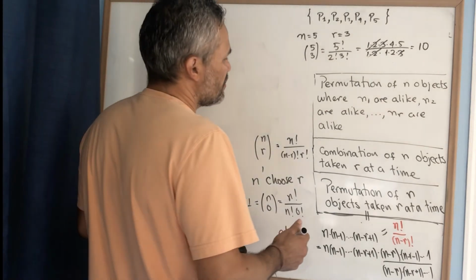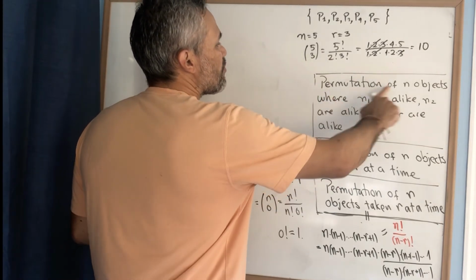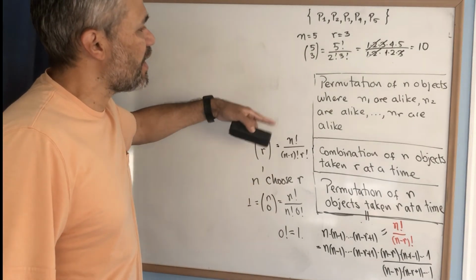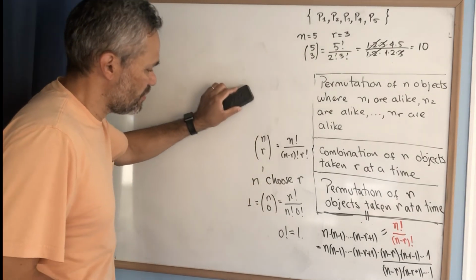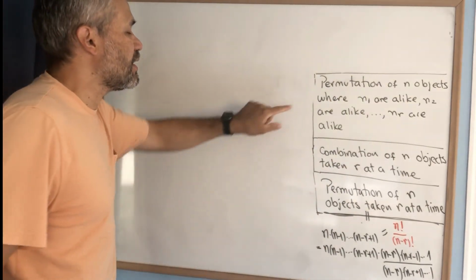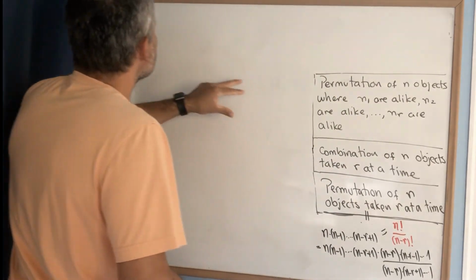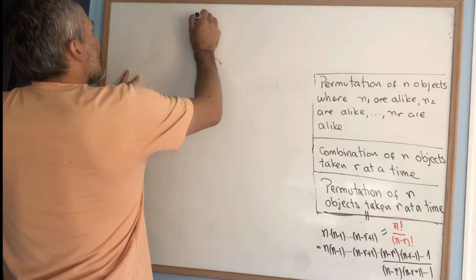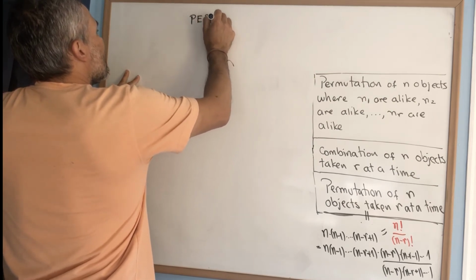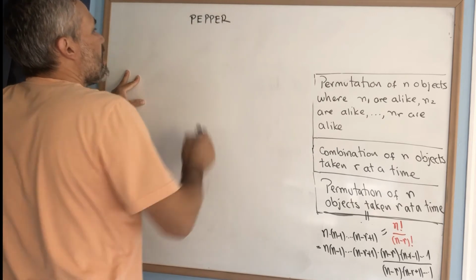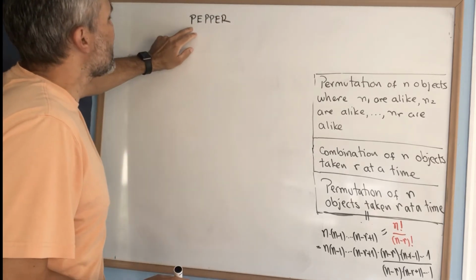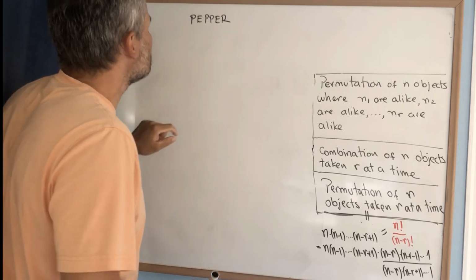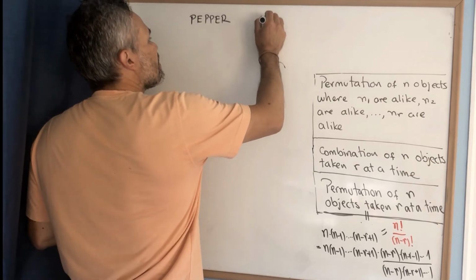Now let's continue explaining this notion of permutation of N objects, where N1 are alike, N2 are alike, and so on. An example that shows something like this is this problem. Let's suppose that we have the word pepper, and we want to see how many arrangements we can do with these letters. Let me write that down.